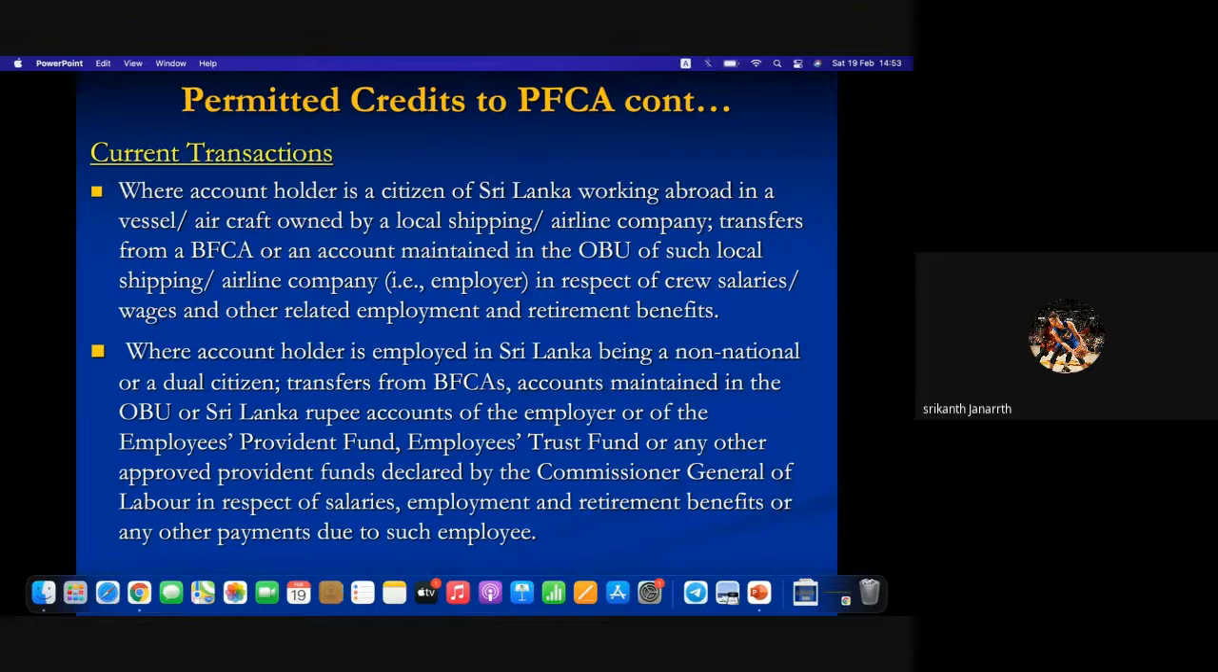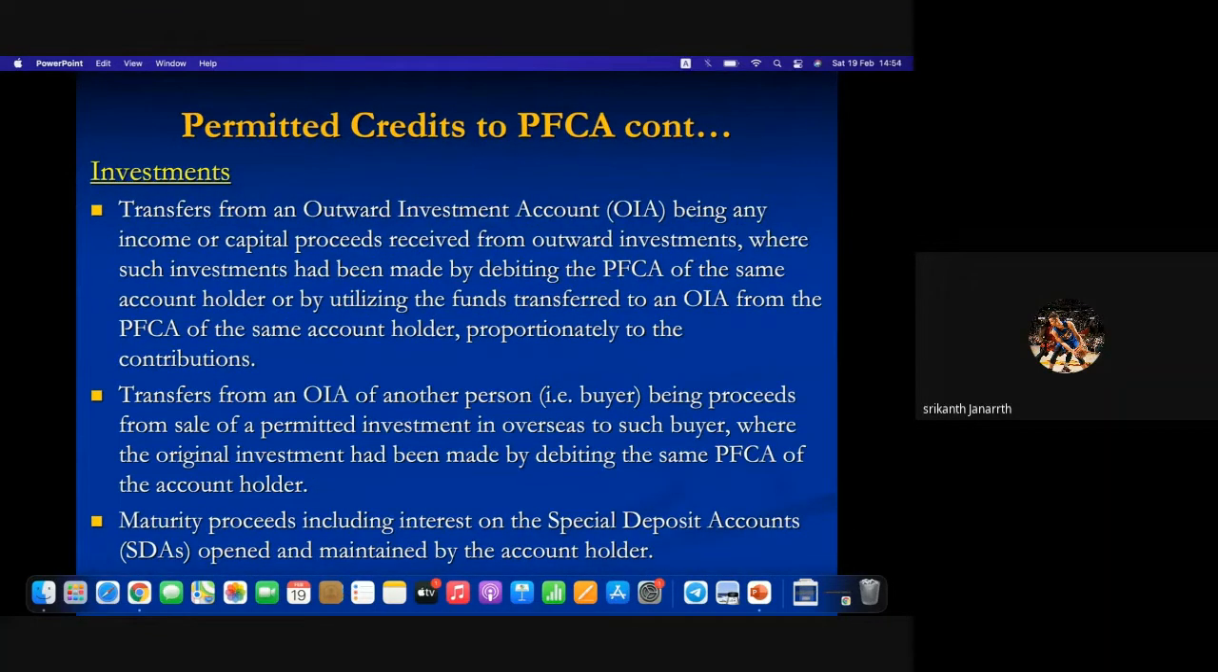So you get EPF, ETF, everything in foreign currency that can go to your PFC account, because Lanka Hospital pays you everything in foreign currency: your salary, EPF, overtime, ETF, everything, right? So that comes as a credit to your account from the employer, right? So what are the permitted investments from the PFC account that can be made?